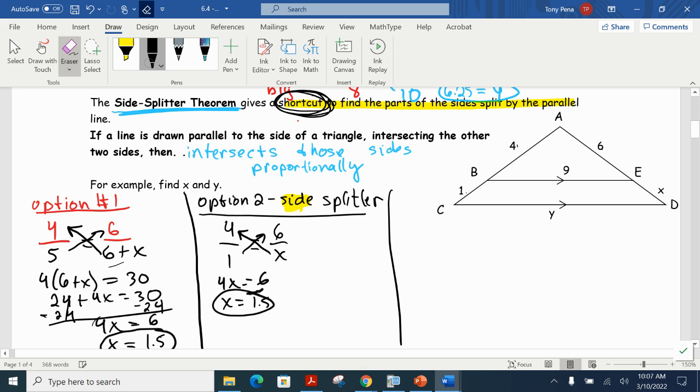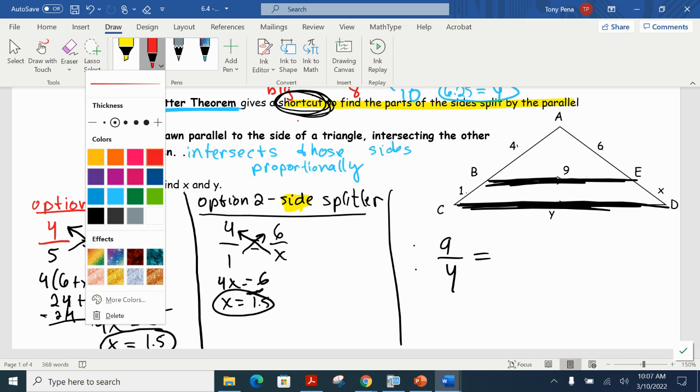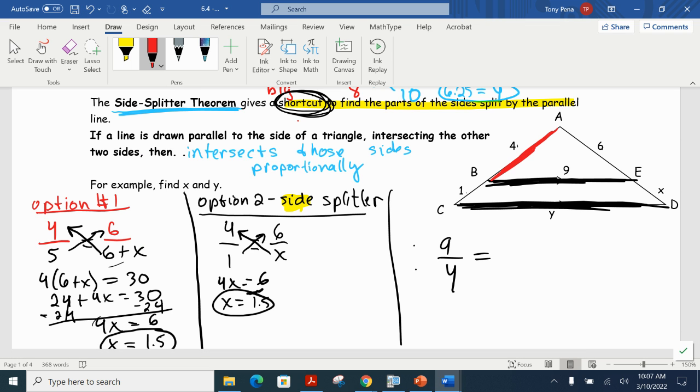So the y is the base of the big triangle. So we want to find its corresponding side in the small triangle. That's the 9. So I'm going to do 9 over y. So again, I did the smaller over the larger. So then I go to the other triangle. I'm going to pick the small left-hand side and compare it to the big left-hand side, which is that 5. And then that's our proportion.